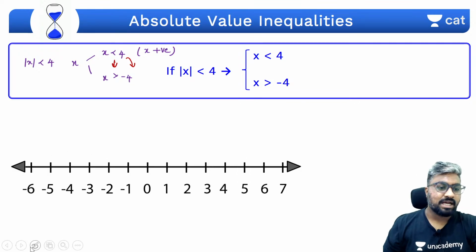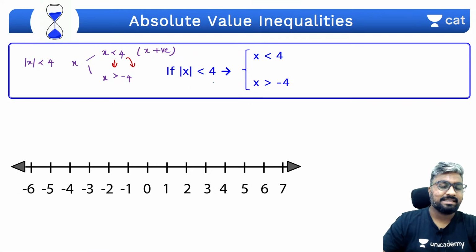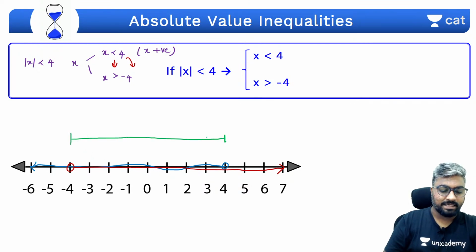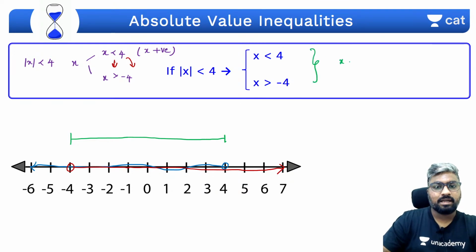So we'll have a look at this on the chart, right? If I say modulus x is less than 4, there are two possibilities. Either x will be less than 4, that is x can take up any of these values, 4 not included, or x will be greater than -4. X can't take up -4, but it can take up any of these values. So the intersection of both of these would be the possible values of x. That means x can take up any value from -4 to +4. Are you understanding this? So the result of this will be x can take up any values greater than -4 and less than 4.